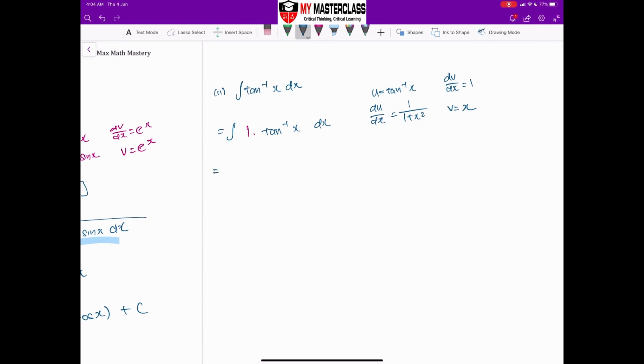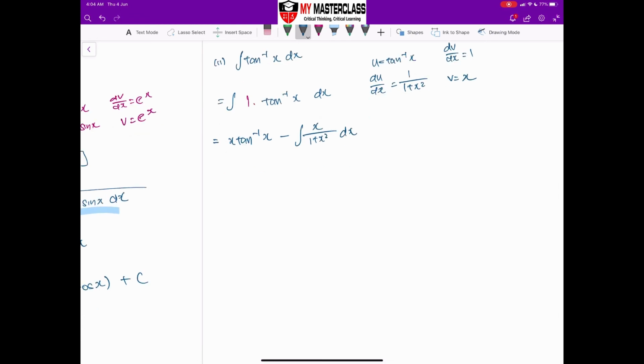So this will give me uv, which is x tangent inverse x, minus the integral of v du dx, so it will be x over 1 plus x squared. You can realize that the second one is actually using the f prime x over f x formula. So I'm just going to quickly write down. I need a half outside, so I have a 2x. So this will give me minus half ln of 1 plus x squared. Since it's always positive, my final answer is here.